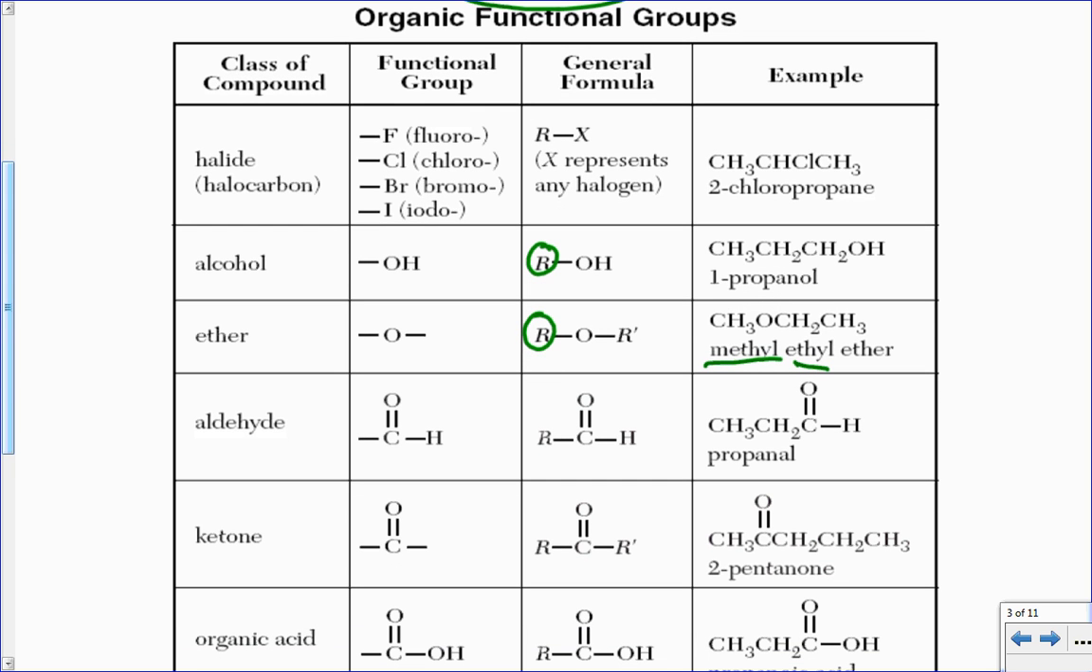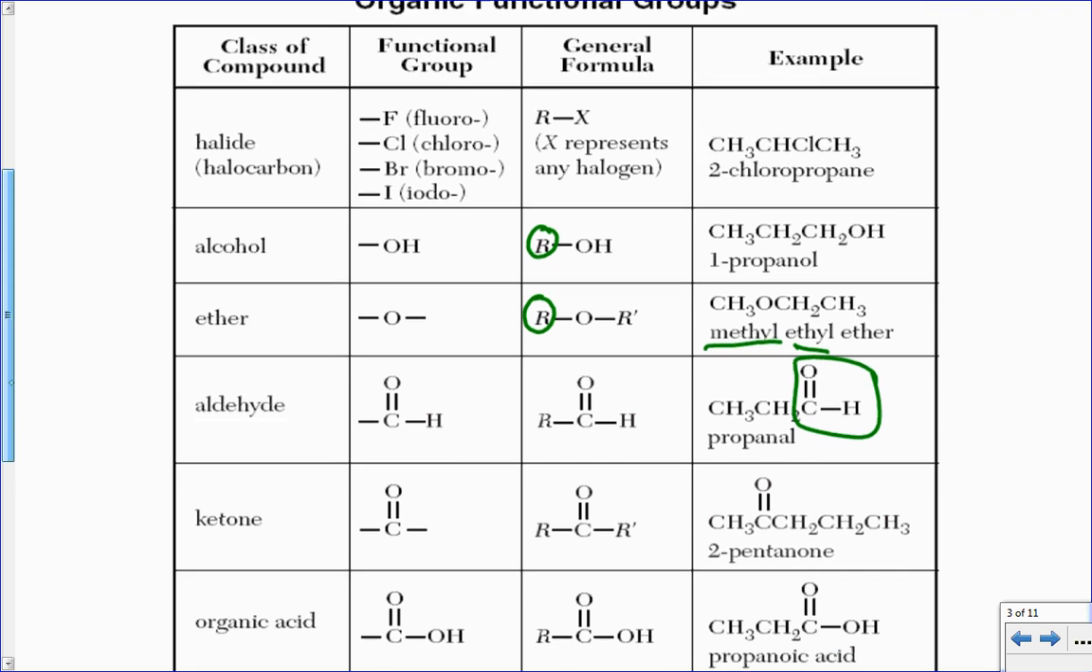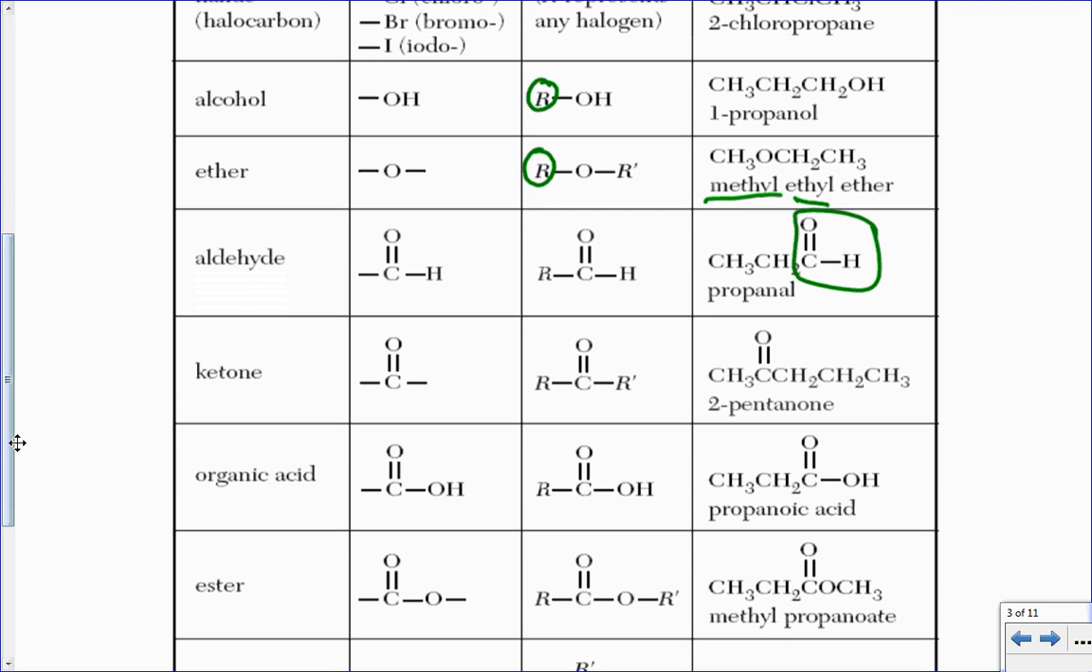An ether has an O in there with the carbons, so there's a carbon on either side of an O. An aldehyde has a double bonded O to a carbon and an H, and notice it has to be a terminal carbon. It is on the end. Okay. A ketone is an oxygen double bonded to a carbon somewhere within the chain. An organic acid, this is the COO. This is a double bonded oxygen to the terminal carbon, then also an OH.